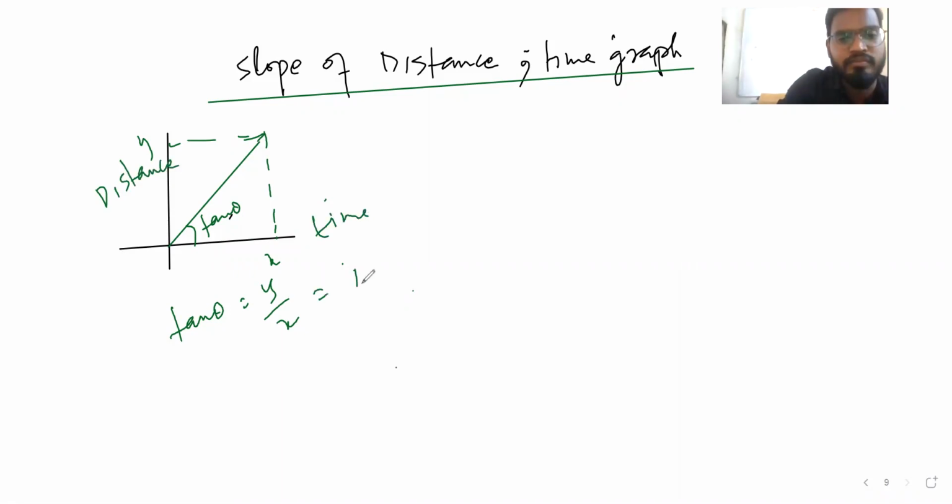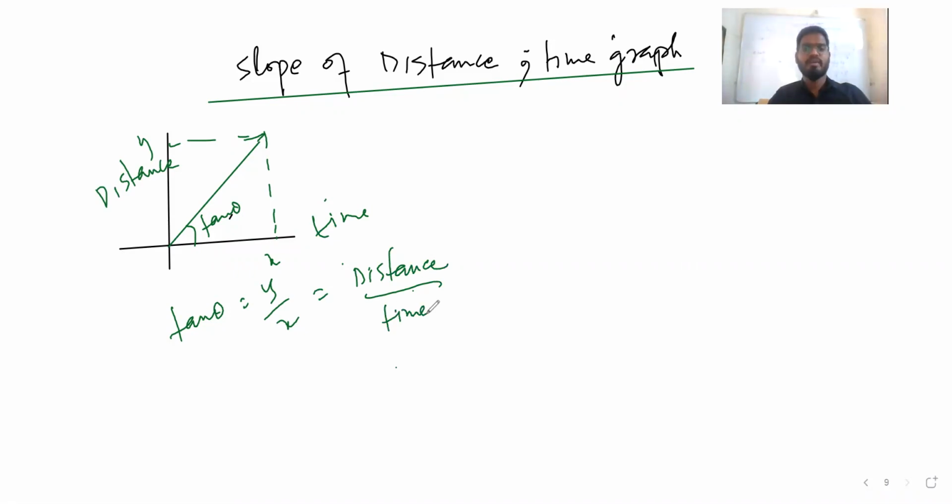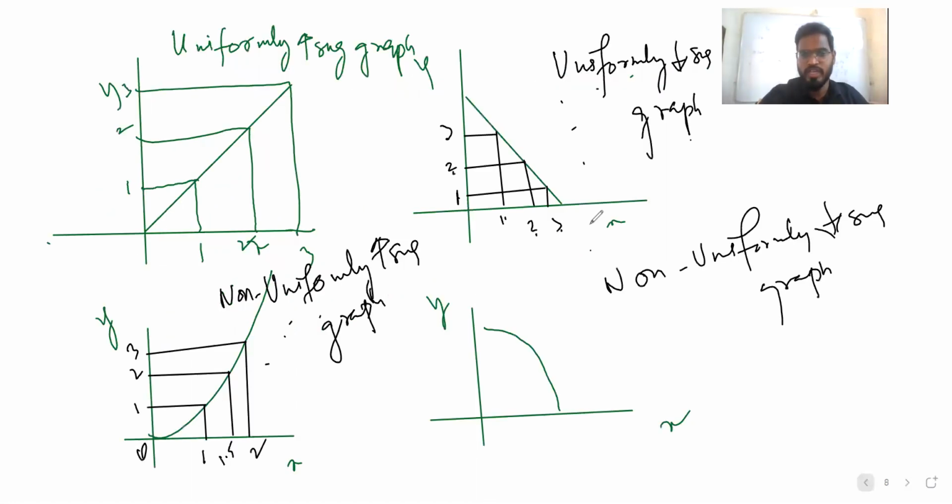So distance by time. So slope of distance time graph is what? Distance by time is what? Speed. Very good. We got one thing. It means slope of distance time graph is given by what? Like tan theta, if you find it in a distance time graph, you will get what? The speed. Got it? See again what I am saying. If a distance time graph is given and you are finding the slope of that, then what you got here is speed.